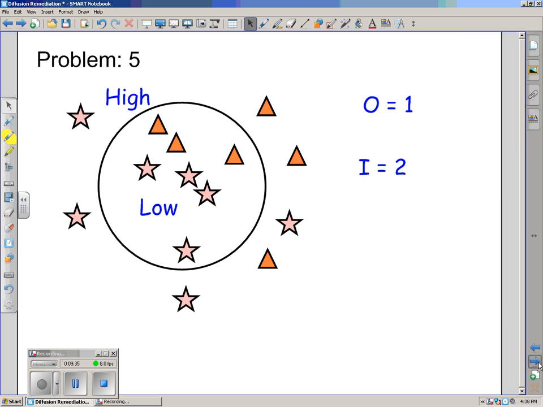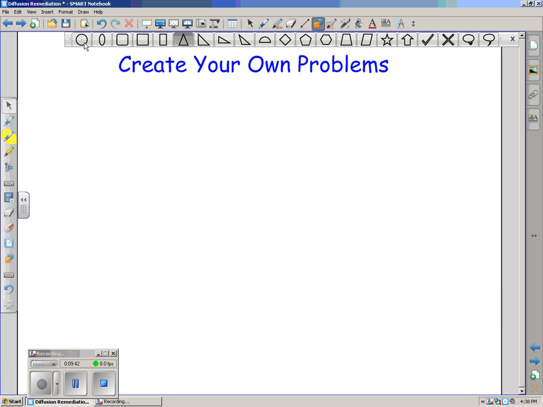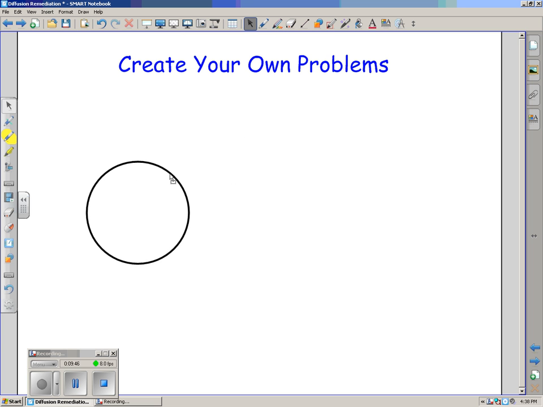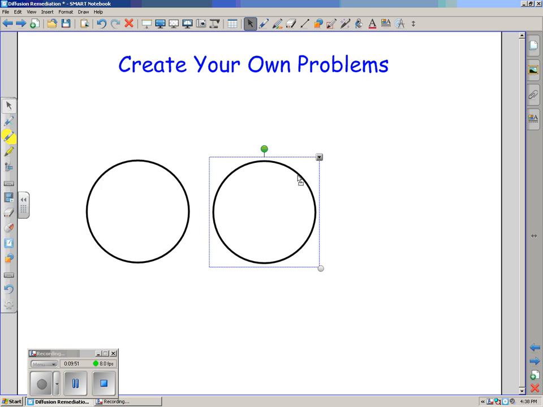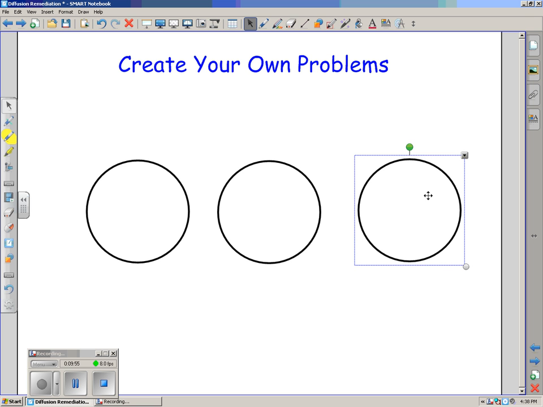All right. Your job now is to create 3 of your own diffusion problems. You'll have 3 different cells. And all you've got to do is create some particles and then give us the answer down below on which way the molecules would move. So, good luck, finish up, and fill her out.